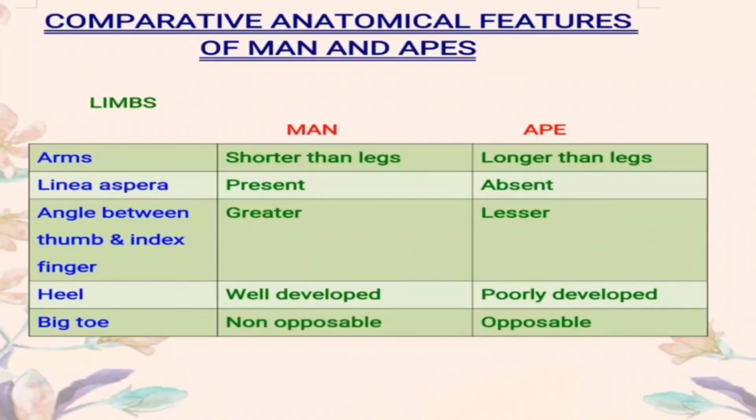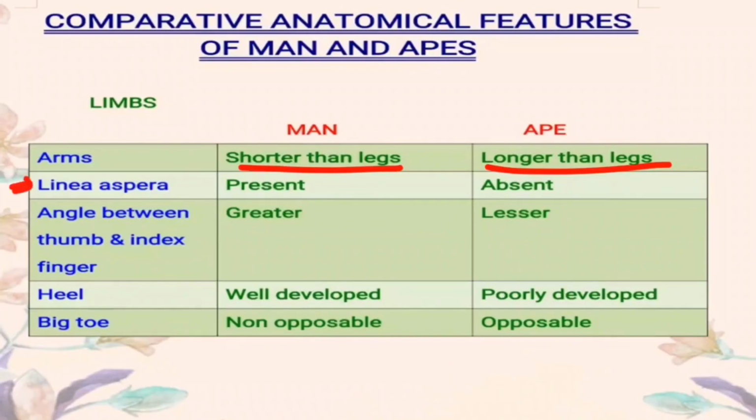Comparing the limbs of man and ape, as we can see, the arms in the man are shorter in length than the legs of the man. But in the apes, it is reverse. The length of the arms is longer than the length of the legs.